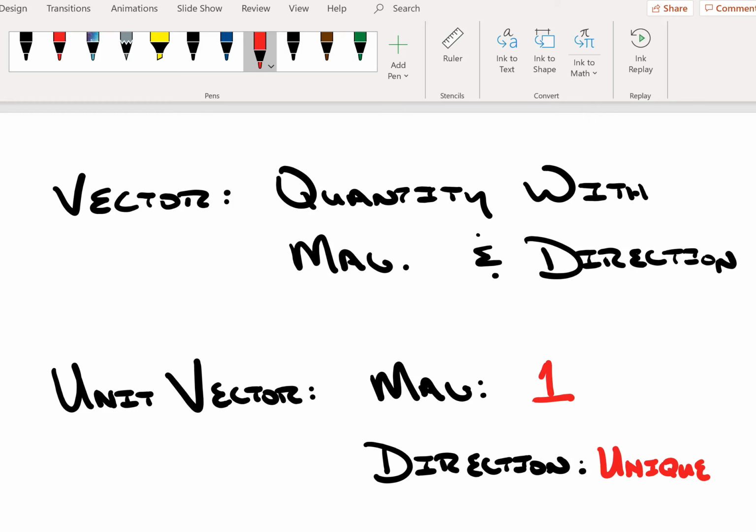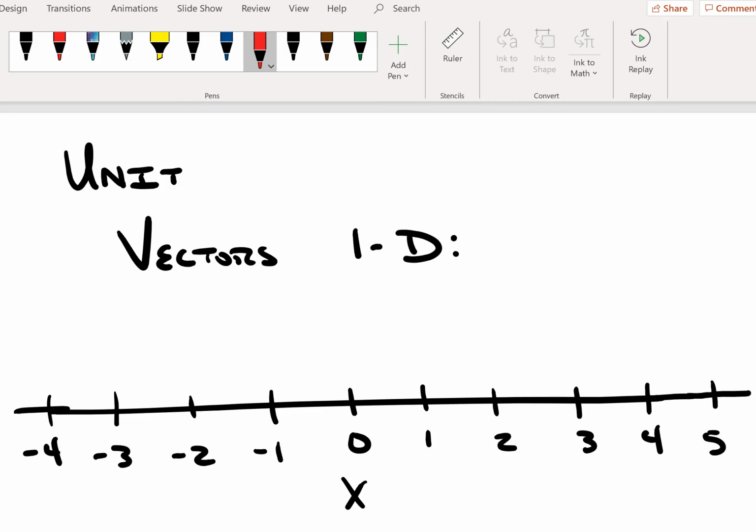And we're going to see that as we move into our examples in this video. But the magnitude of a unit vector is 1 and the direction of it is unique. And so moving in that direction does not allow you to move in any other direction. And you need to think of directions as being like the coordinate axes. So let's look at a unit vector in one dimension. So in this particular case here, a unit vector would be 1 unit long in the x direction.